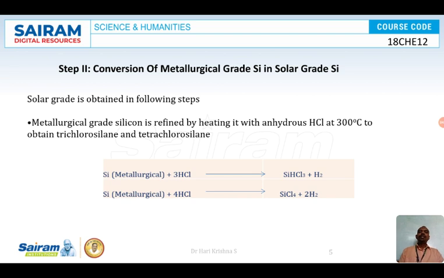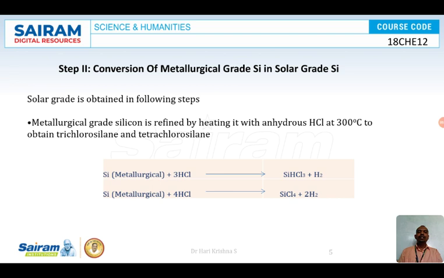The metallurgical grade silicon obtained is refined. It is heated with dry, anhydrous HCl at 300 degrees Celsius to obtain trichlorosilane. What is silane? SiH4 is silane. Since three hydrogen atoms of silane are replaced with three chlorine atoms, it is called trichlorosilane. So the metallurgical grade silicon is heated at 300 degrees Celsius with anhydrous HCl to obtain trichlorosilane.